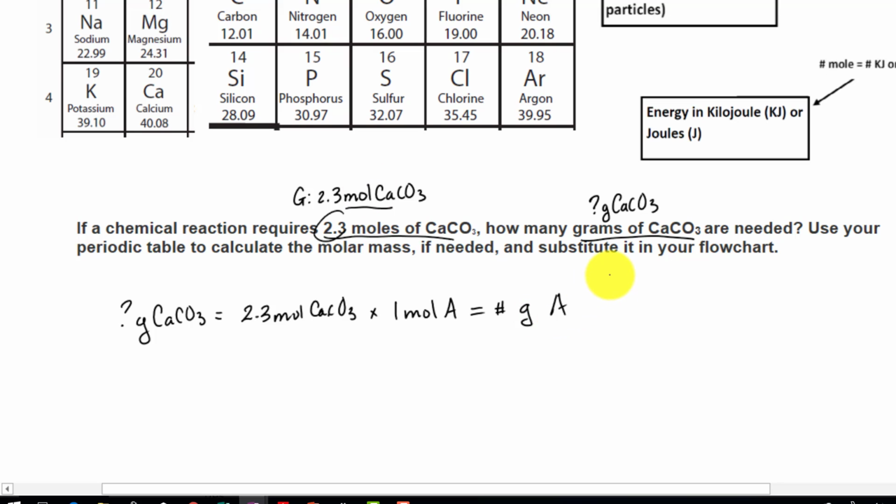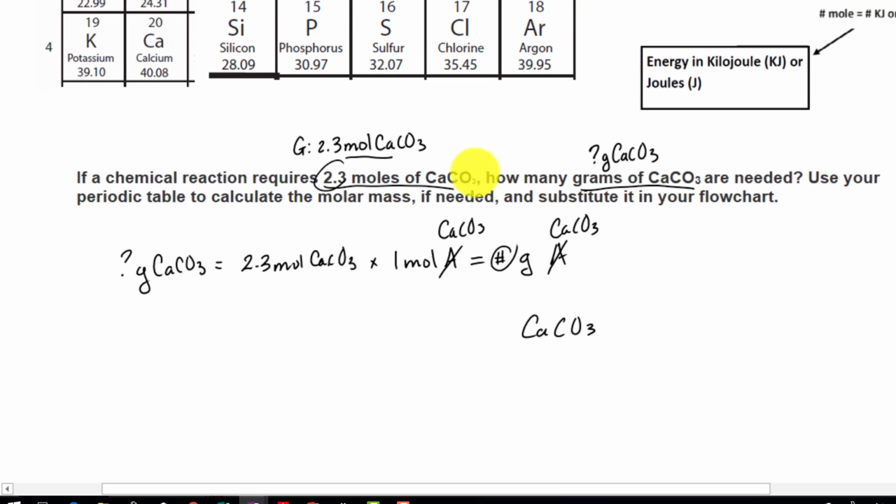And what is A? Why am I using A in the first place? Because they are the same chemical. So this way is CaCO3, CaCO3. And how do I get the number of grams right there? Of course, we have to find the molar mass for it. So let's look at CaCO3.